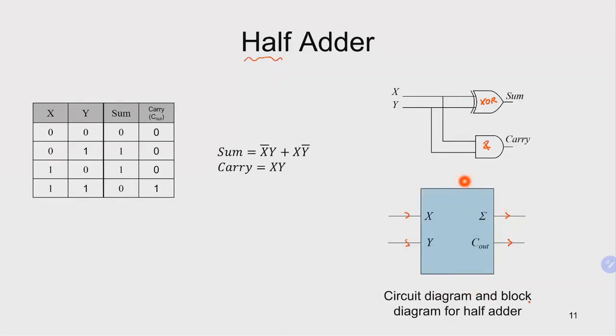Using a simple block here with these two inputs, two outputs, we can represent these circuits here. So you can either build this circuit with logic gates, or you can actually get a chip that does the same thing. So instead of building this using logic gates, you can find a half adder chip, just like your AND gate or OR gate chips that you use in the lab.